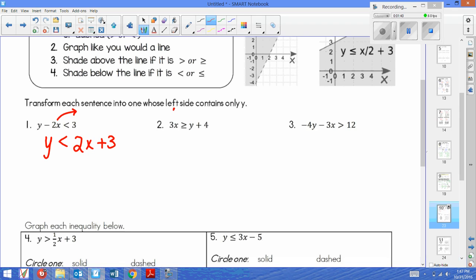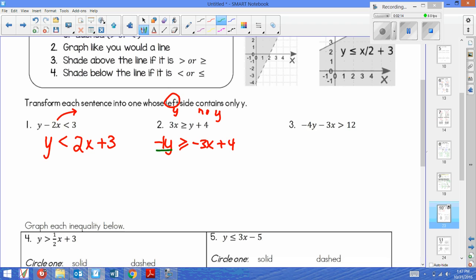I'm going to put my y's on my left side because that's what the directions said, and no y's on the right side. First off, let's drop down that inequality symbol, the greater than or equal to. The 3x has got to go and become negative. The y has got to go and become negative. And the plus 4, he's all right. Bring him down.